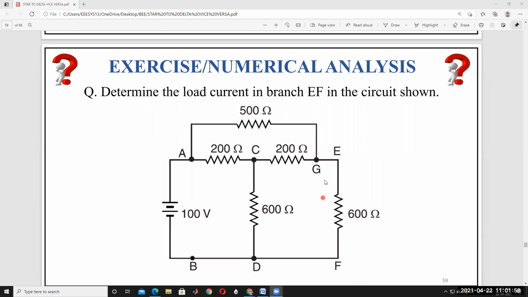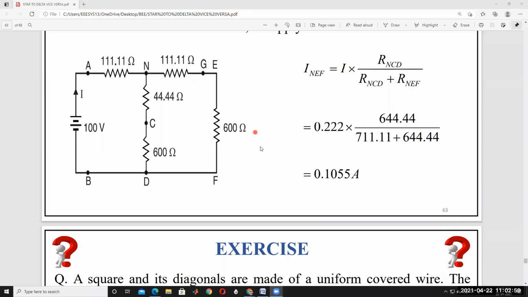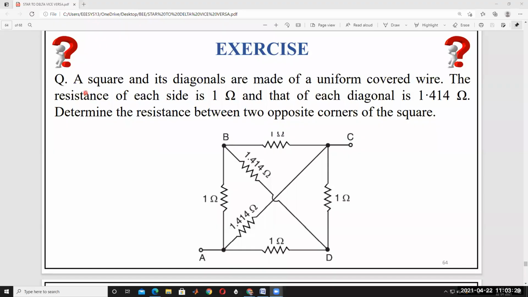So the voltage across the EF branch, VEF, divided by the resistance is nothing but the load current. Understood? The current flowing through the EF branch is the load current. So we will get current I equal to 0.1055 amps. This is the one problem.